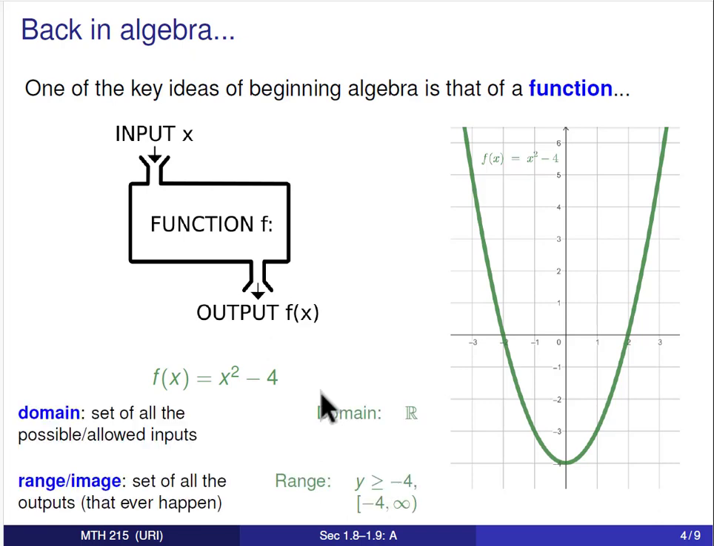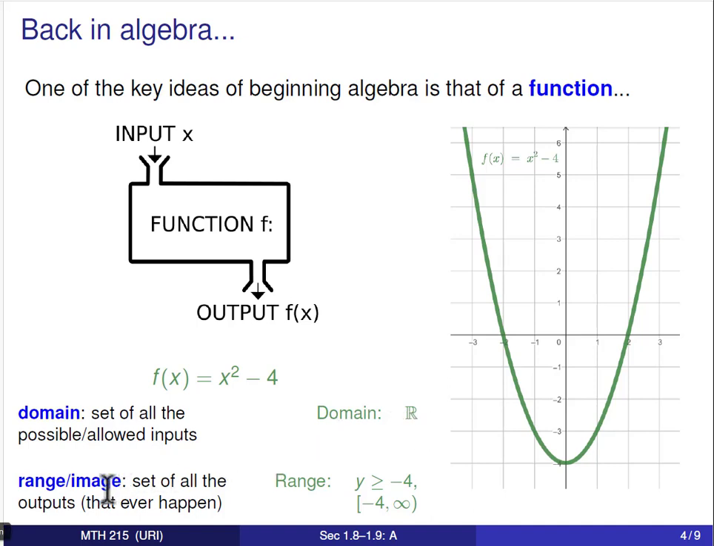Now, there were a couple terms that you ran into when you first saw functions. You were probably introduced to the idea of the domain of a function. And the domain is the set of all the possible or allowed inputs. So for this function written out here and drawn here, without any further information given to you, you might just assume that the domain is everything that's possible to plug in for x, and it's possible to square any possible real number and subtract 4 from any possible real number. So you might say that the domain is the set of all real numbers.